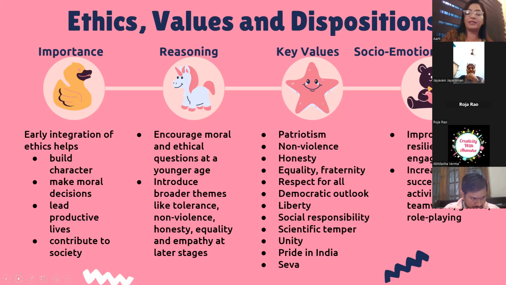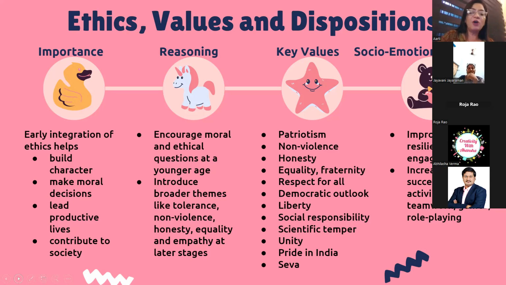But indirect methods involve bringing ethical discussions into subjects like literature, language, and social studies. For example, stories and discussions on themes like non-violence create a seamless way of teaching our children, enhancing or making them explore the values through different subjects. This is how children come to know about seva and try to integrate it into the various subjects.